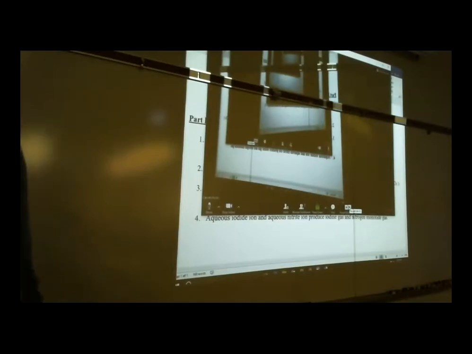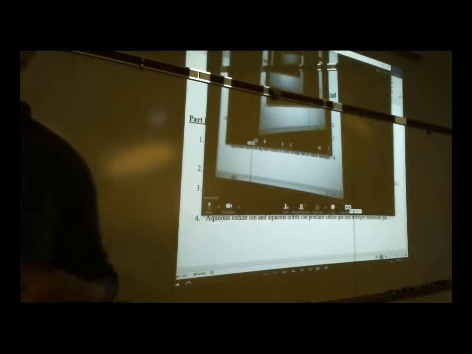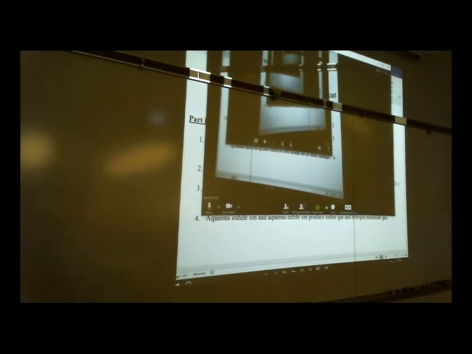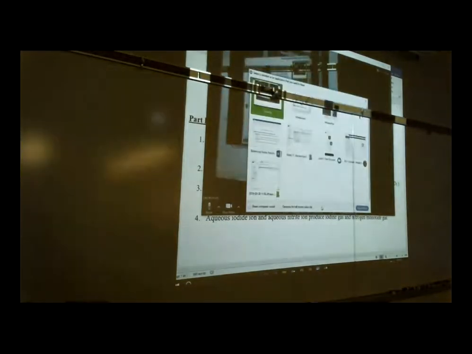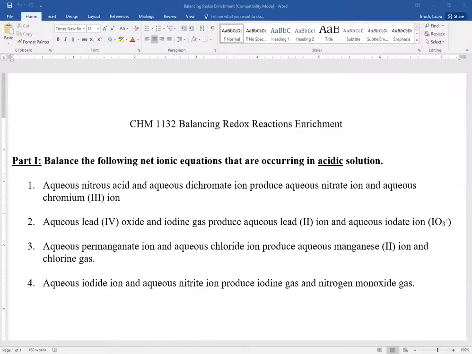All right, so we have some enrichment problems that we're going to go over on balancing redox in both acidic and basic conditions. So if you're watching this as an online student, you can download this file from the course website, or you can simply pause this video, try these questions for yourself, and then hit resume when you're ready to see the answers. So here are the 4 problems that we did on balancing in acidic solution.